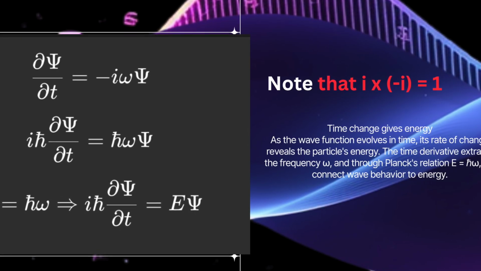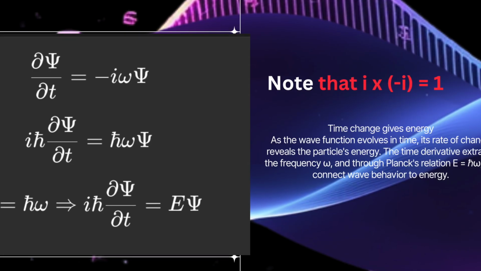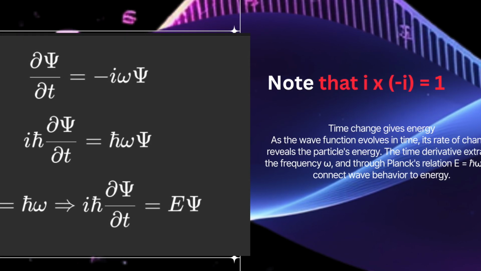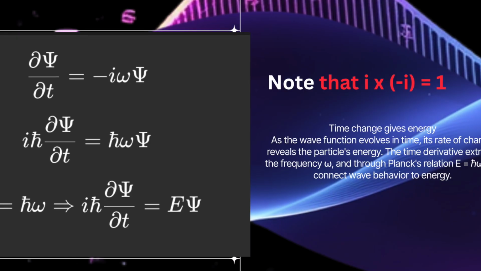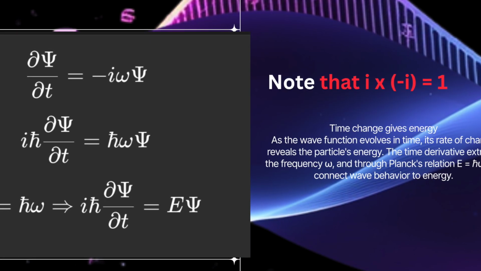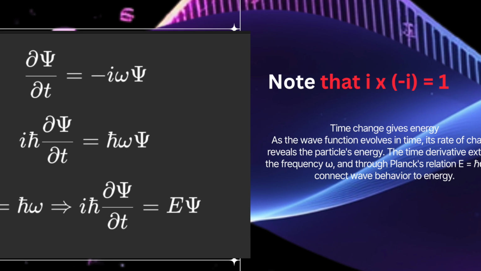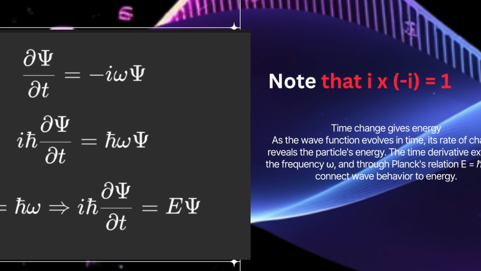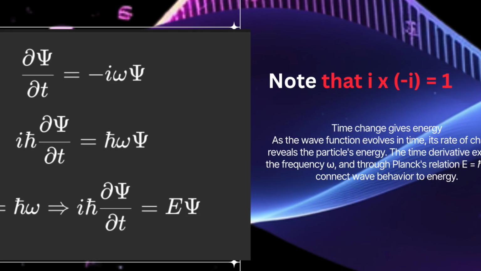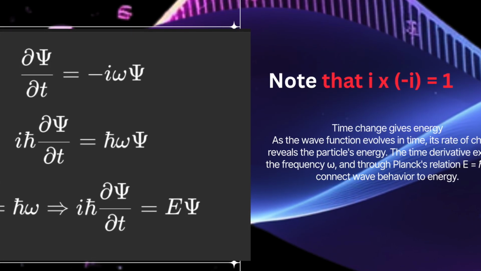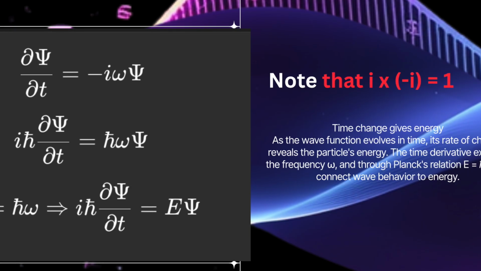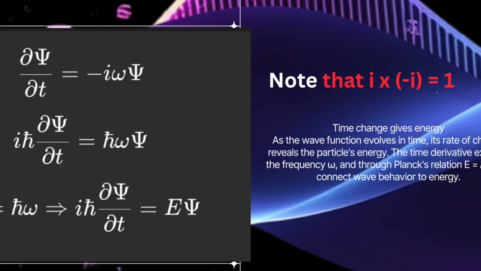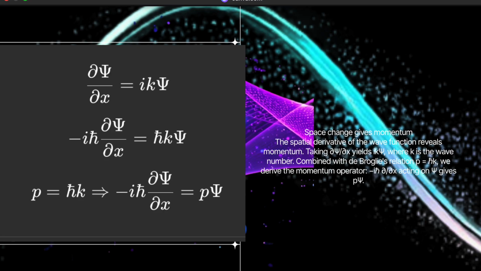So now i into h bar into the derivative of psi with respect to t becomes equal to h bar into omega into psi. We know that energy E is given by E equals h bar into omega. So i into h bar into the derivative of psi with respect to time is equal to E into psi. Now take the derivative with respect to the position, that is, with respect to x.